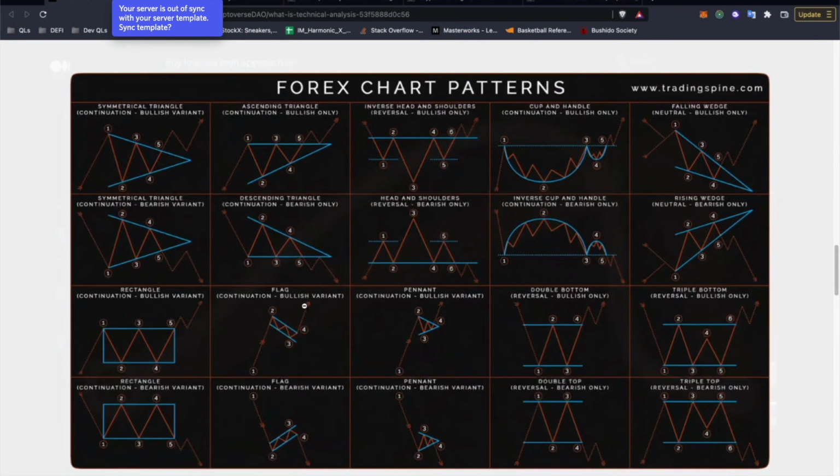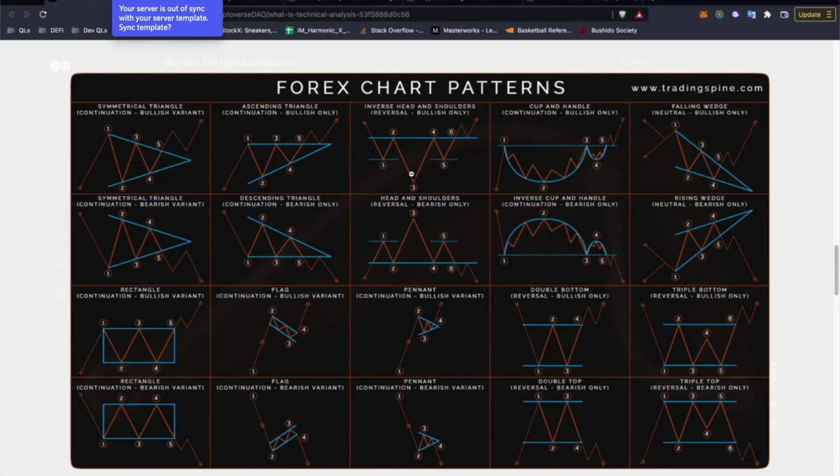And these are chart patterns. Symmetrical triangle, that's a bullish variant of continuation of a trend, right? Hits once, hits twice, three, four, five. It's going to probably continue moving in that direction. This is an ascending triangle, a continuation, which is only ever bullish. You don't see a bearish version of this.